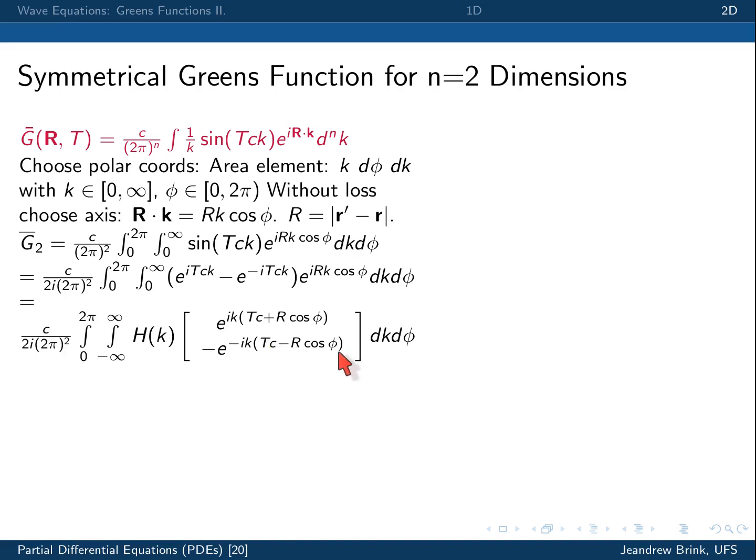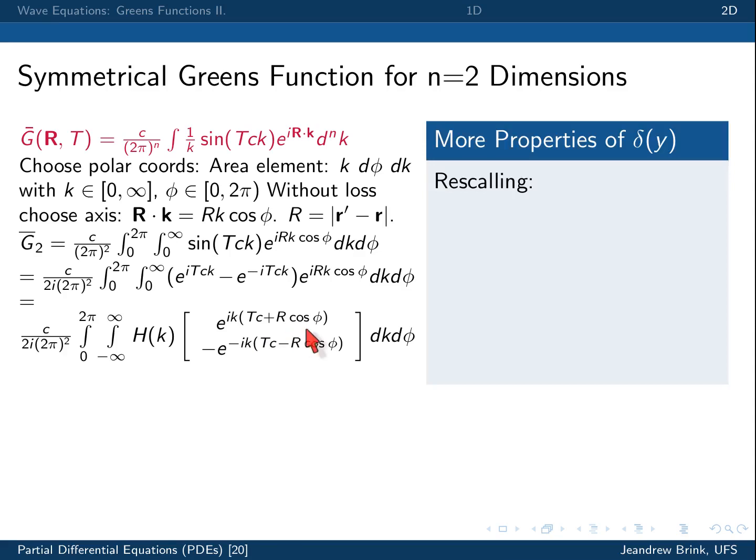Okay, so we now want to try and evaluate this integral, and because it looks so similar to a Fourier transform, where we've actually exchanged the roles of k and x, we're going to try and do it.